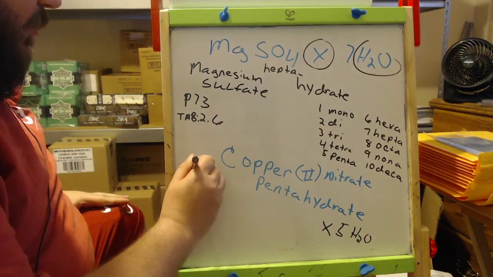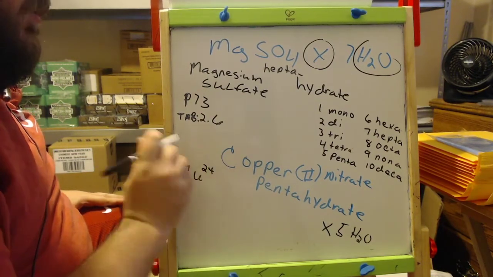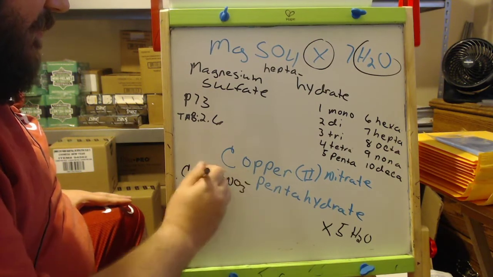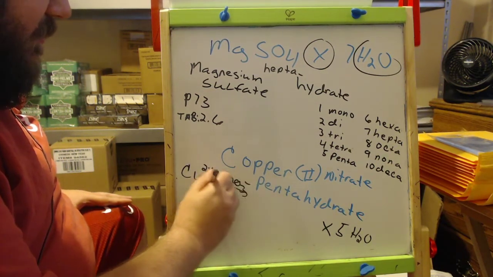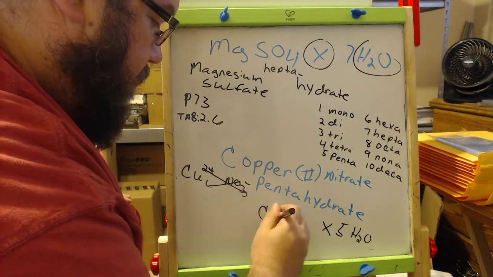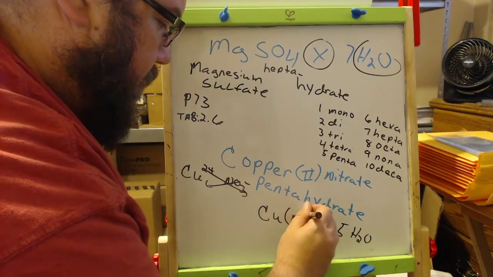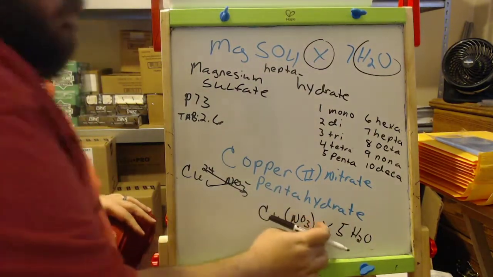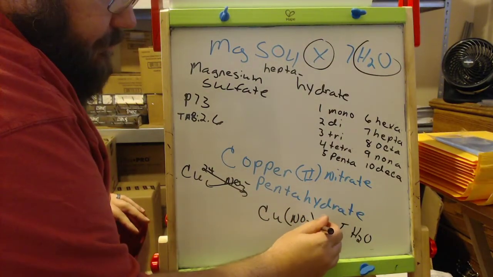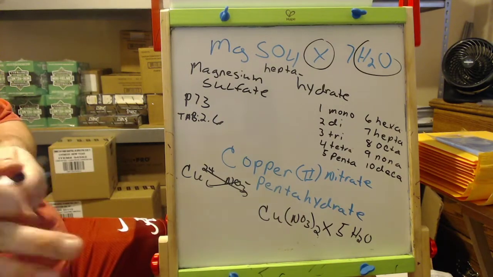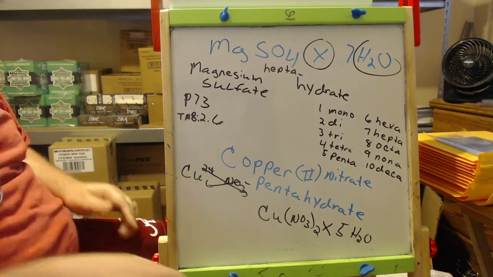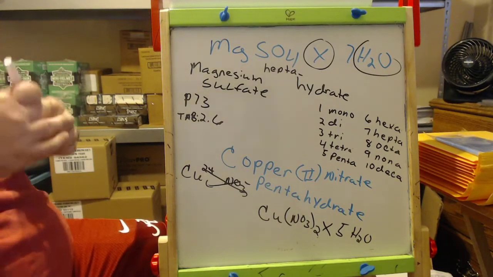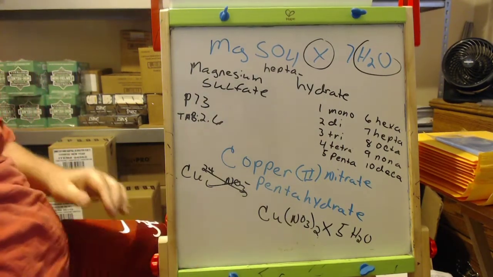Copper 2 is Cu, and since it's copper 2, it's 2 plus. Nitrate from our list is NO3 minus. Do the old crisscross. I'm left with Cu parentheses NO3 2. I'll make a little bit better 2 for you. There you go. Okay. So that's how you name compounds with polyatomics and hydrated compounds.